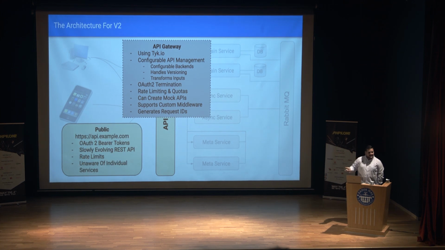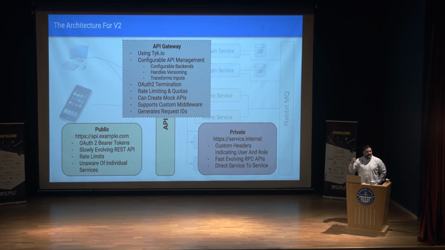And so what this let us do was create an external REST API, which was available outside of our firewall, that was very slowly evolving, and it was unaware of anything that happened behind our firewall. And then on the inside, we had internal services that all were very fast iterating. We could ship them and change their APIs daily and use Tyk as that middle layer to glue them together. Worked phenomenally well.